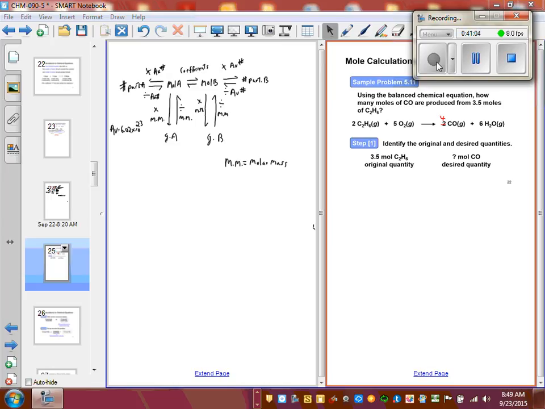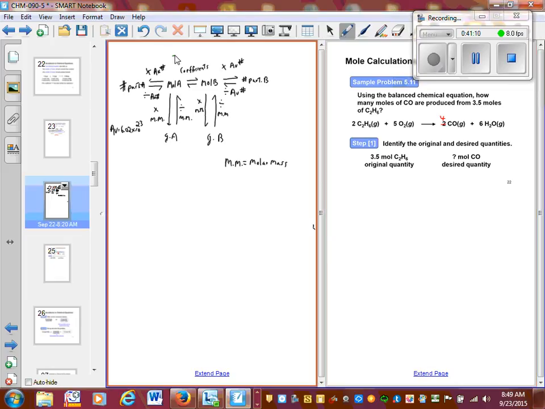What are we looking for? How many moles of CO? Now, CO is different from ethane, so CO is going to be B. So we want moles of B. So this is where we're going to end, over here. I can't because I got a split screen. So if I go from moles of A to moles of B, what does it say to use? Coefficients.